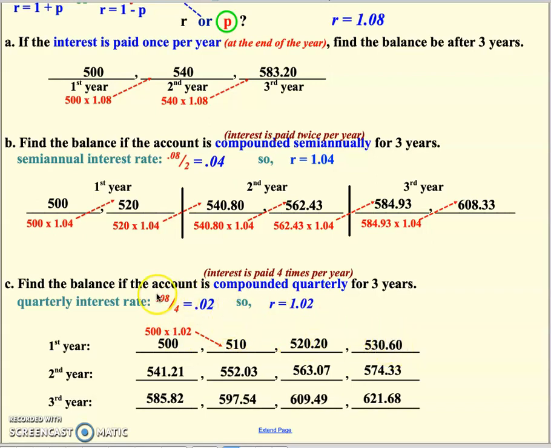So whatever your percentage is, it's got to be divided equally based on what this number is, quarterly 4 times a year, semi-annually twice a year. Then just continue the pattern, just let it run. So again, if you compare the last number here to the last number here to the last number here, you notice that quarterly is better, and it should be, because you're getting more calculations happening in a year. Okay, that's going to wrap it up for our 1.2 modeling growth and decay with a geometric sequence.